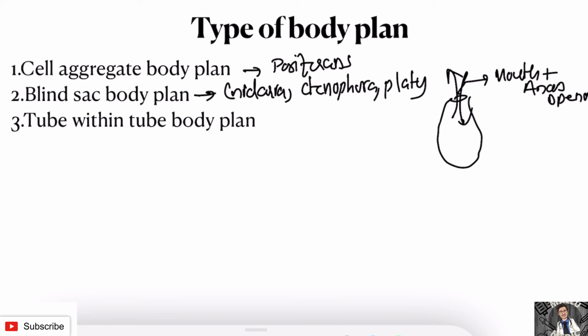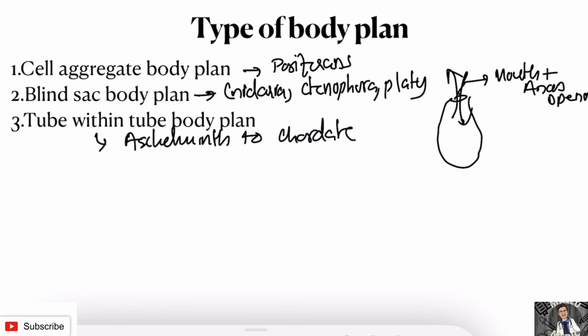So the rest of them fall under the tube within tube body plan. That is from Aschelminthes to what? To Chordata, you have a tube within a tube body plan. For example, I will show you an example with the human body.